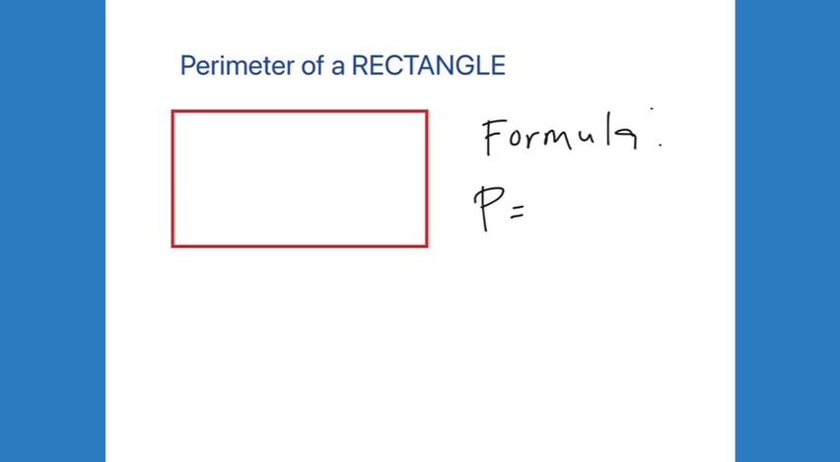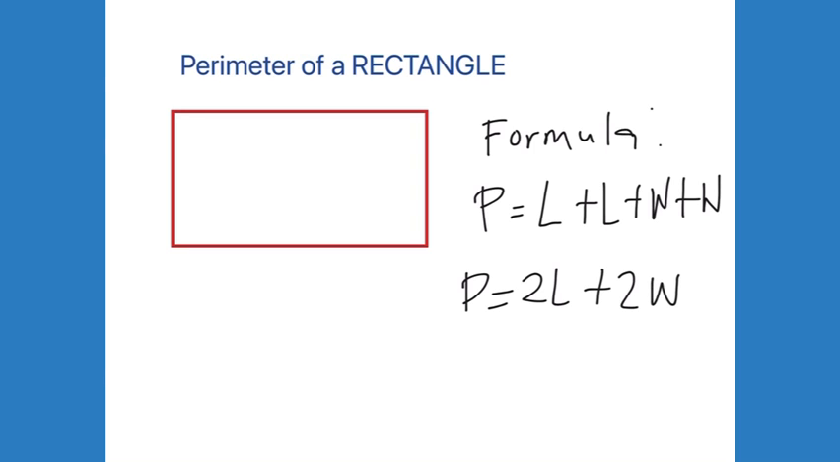And the formula to find the perimeter of a rectangle is P is equal to length plus length plus width plus width, or P is equal to 2L plus 2W, or P is equal to 2 times the sum of the length and width, where P is the perimeter, L is the length, and W is the width. Let's try an illustrative example.